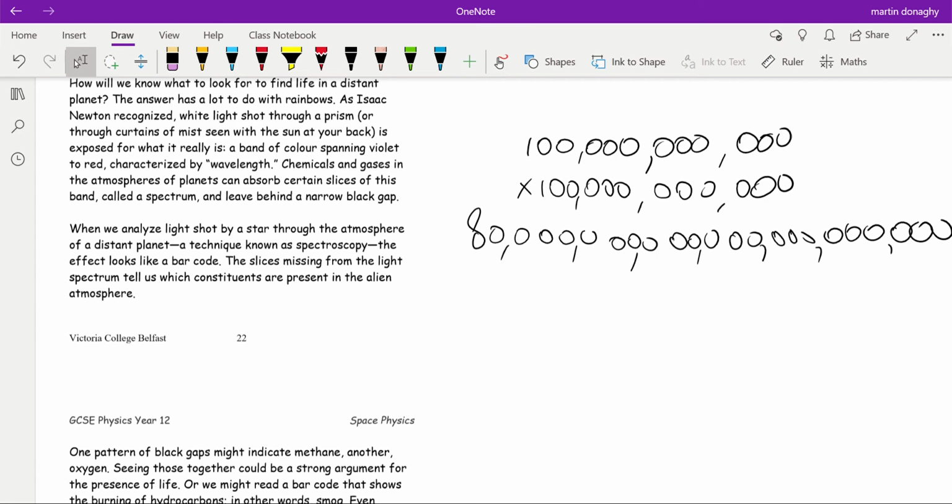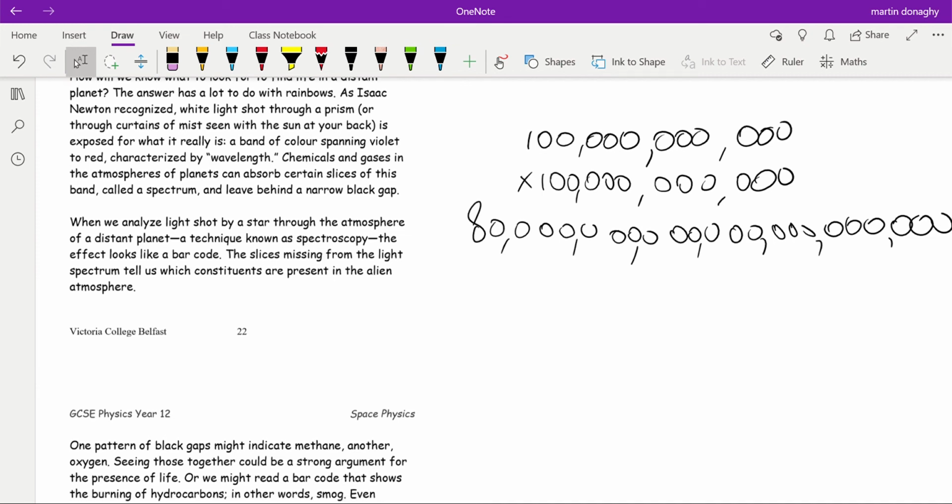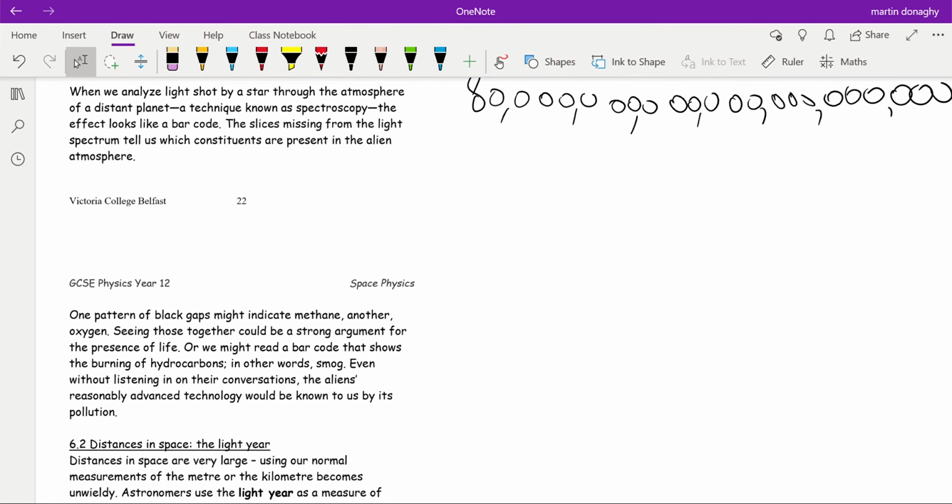Now, how can we detect that? Well, we've talked about looking for the chemicals in the atmosphere, but we can't send things out there. The next little video will be a calculation of how long it would take us to get to other stars and other planets. We could go to the planets in our own solar system, but not ones around other stars.